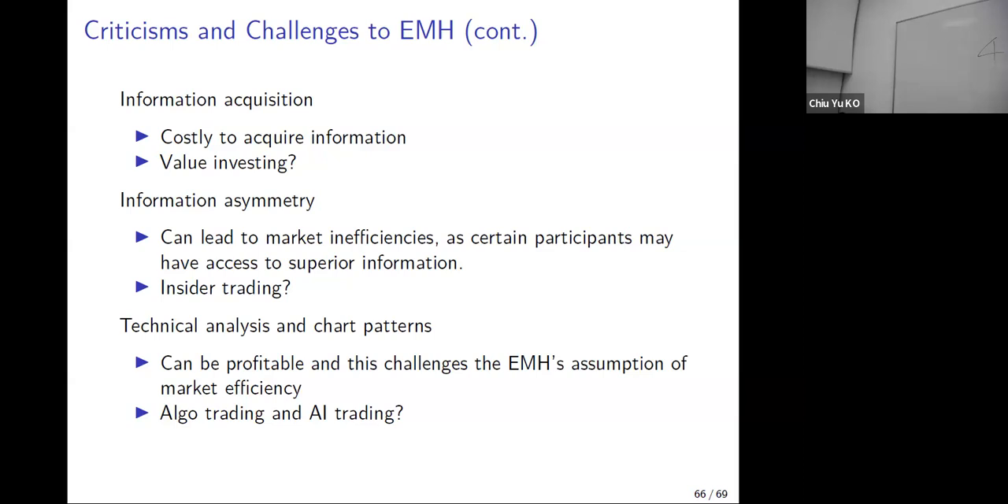So there's a classical problem: if it's costly to get information, people can free ride, right? Because people can see the price, okay? This is an economic result. There's a theoretical result saying that as long as getting information is costly, the market will never be perfect. Almost perfect, but never perfect. So that is what we understand in the real stock market: because information is costly, the market will be almost efficient, but not fully there. Okay? And of course, information asymmetry also makes the market deviate because there's a lot of insider trading going on. And some people do technical analysis and chart patterns; algo trading or AI trading can actually make some money. So there are some challenges to the EMH as well.